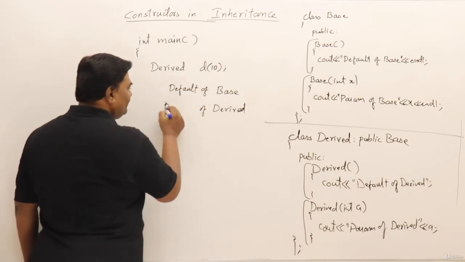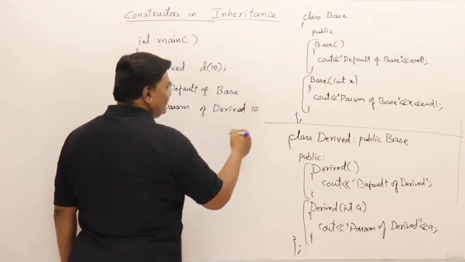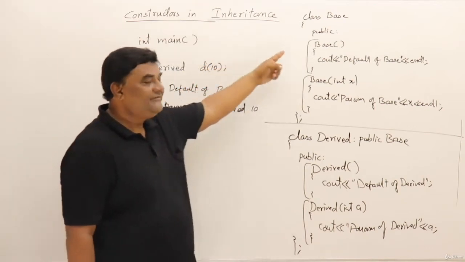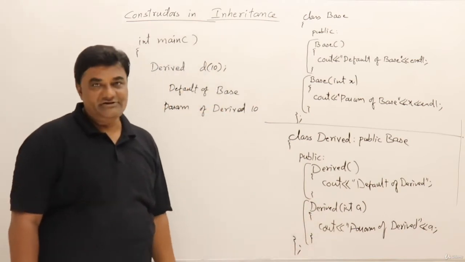So it will show "param of derived" and the value 10 will be shown. So still the default constructor of base class and then the parameterized constructor of derived class are executed.